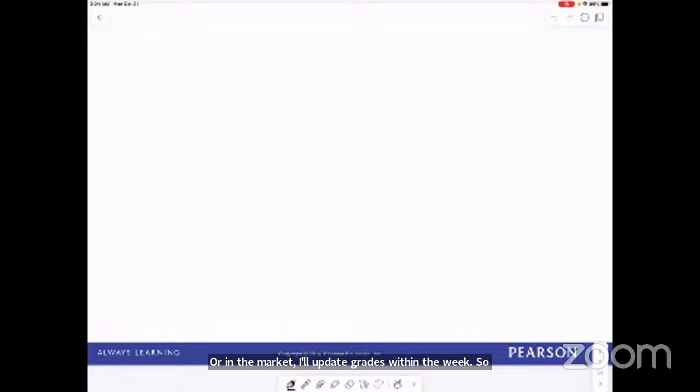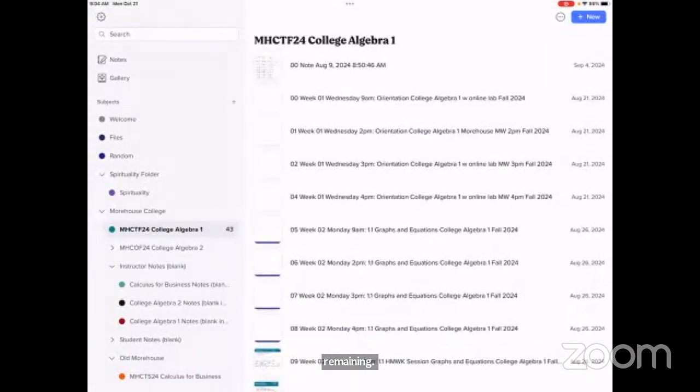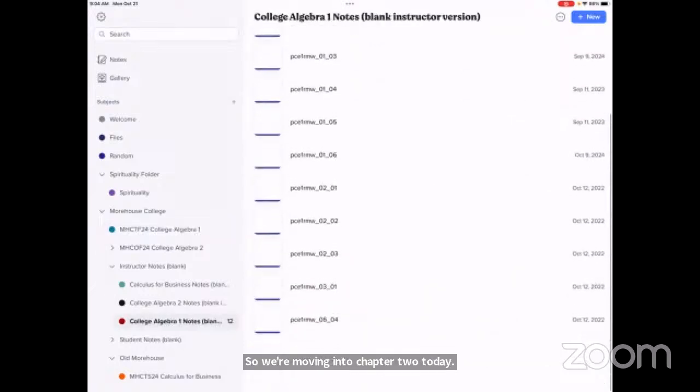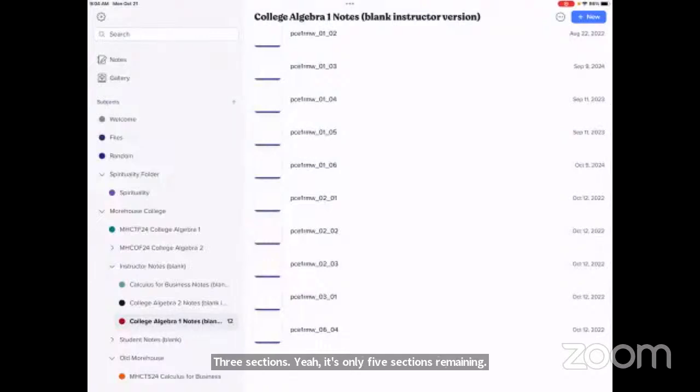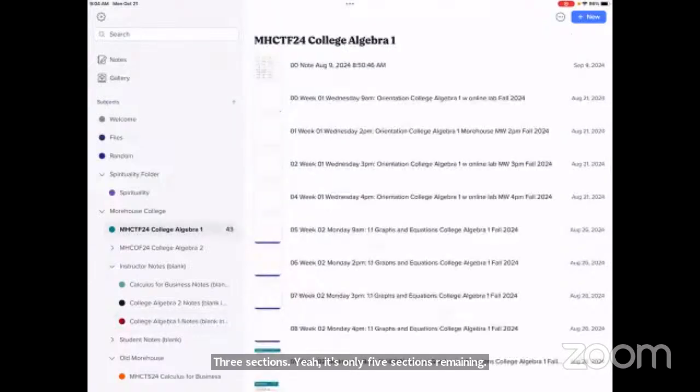Let me see, we've got exam 3, exam 4. So I think we have about 5 or 6 sections remaining. We don't have that many remaining. So we're moving into chapter 2 today. Yeah, it's only 5 sections remaining. So that's essentially 5 weeks of lecture. No, I think it's only 2 more exams, exam 3 and the final. Yeah, that sounds more accurate. We get the Thanksgiving holiday off.